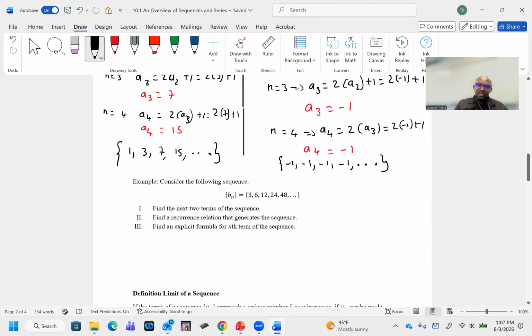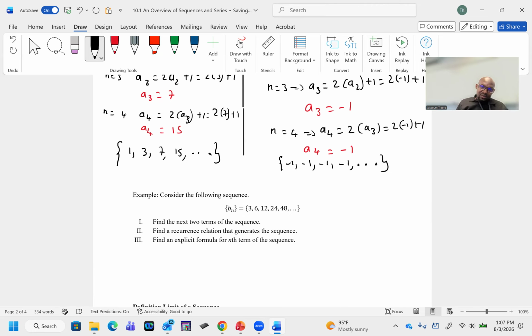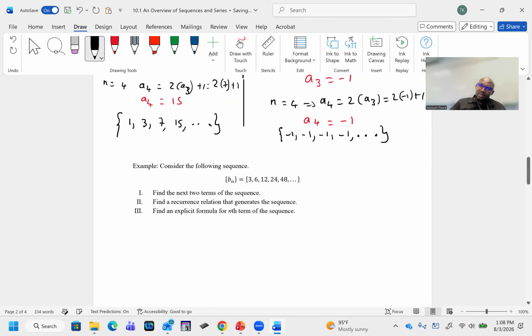So in the next section, the sequence B sub n is given to us. Consider the following sequence. 1, find the next two terms of this sequence. 2, find a recurrence relation that generates this sequence. And 3, find an explicit formula for the nth term of this sequence. So we are going to answer these questions, okay? But we start with the first one. Solutions.